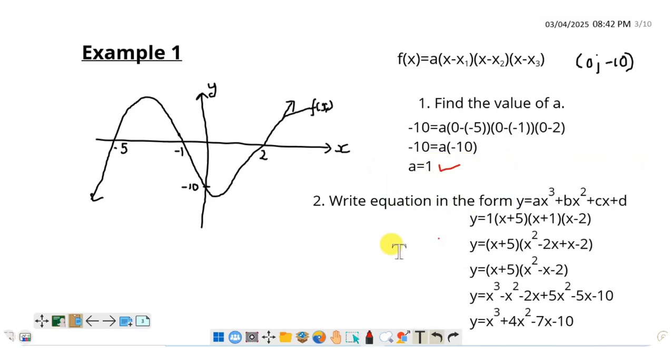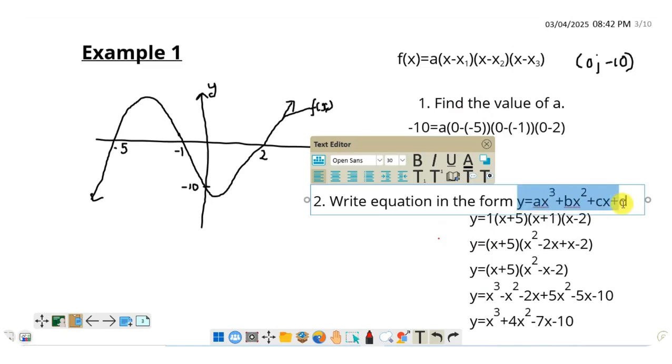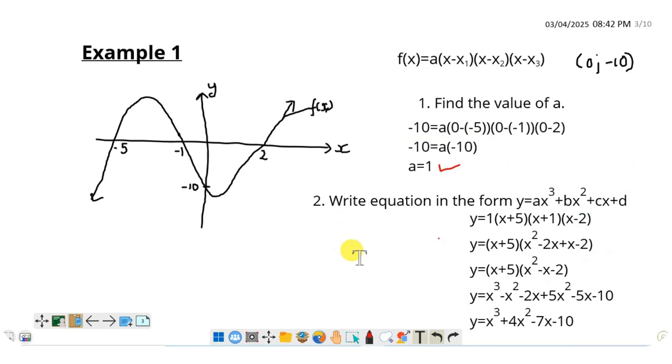The form they said we must write it in is this form: x cubed, 1x cubed, 4x squared, and so on, minus 10. Got it the way that I want. All right, so let's go to the next question.